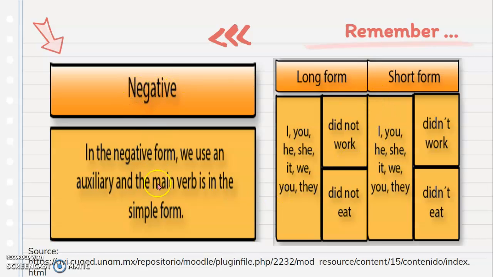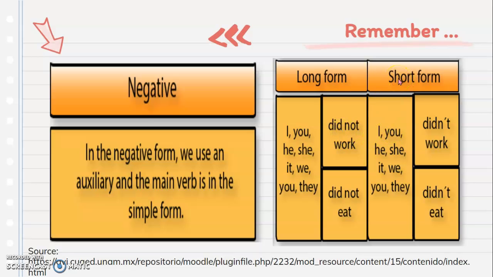Remember, in the negative form, we use an auxiliary, in this case, didn't, and the main verb is in the simple form, always. Okay, we can have the long form, did not, like I did not work, you did not work, he did not work, she did not work, it did not work, we did not work, you did not work, they did not work.